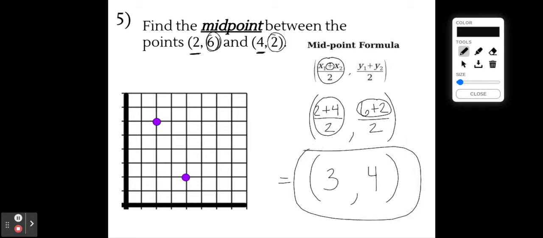Now let's go over to the graph and check it out. If I go over 1, 2, 3, and up 1, 2, 3, 4, this right here is the point (3, 4). Now if you connect the two points, you can see that yes, (3, 4) is in fact in the very middle of the two points that we graphed. So that's how the midpoint formula works. You're simply finding the average of the x coordinates and the average of the y coordinates, and whatever you get is the middle point.